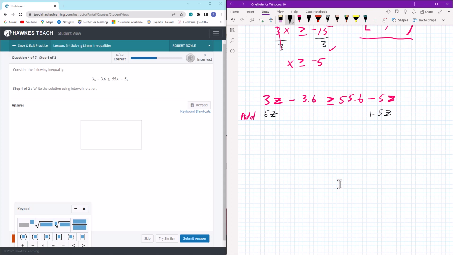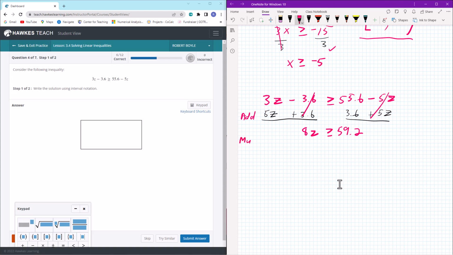Now we'll bring all the z terms over here. If I'm bringing all the z terms over here, I want the constant terms over here. So I'm going to add the inverse of 3.6. I'm going to add 3.6 here, and I'm going to add 3.6 here. Doing the addition vertically, these will cancel, these will cancel. I will have 8z. And over here, I will have 59.2, greater than or equal to 59.2.